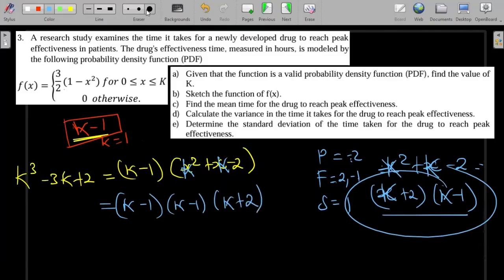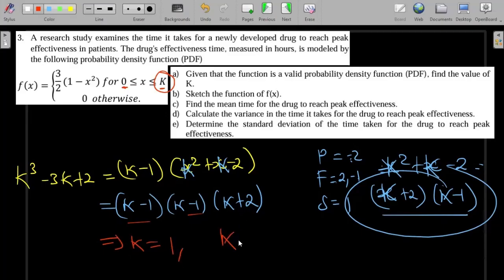Okay? So remember, we are finding the value of k. And from this interval, they're saying 0 to k. So it means this k here should be greater than 0, because they're starting at 0 and then they're going to the positive direction here. So from this one, I'll get k is equals to 1. From this one, I'll get k is equals to minus 2. But this one here cannot be the answer because they said k is actually greater than 0.